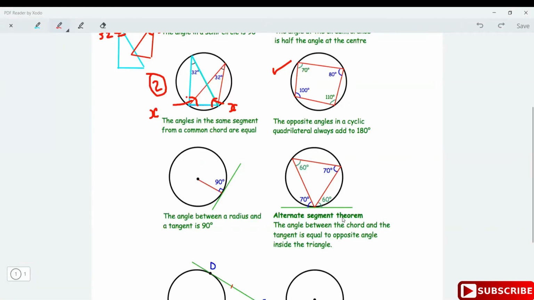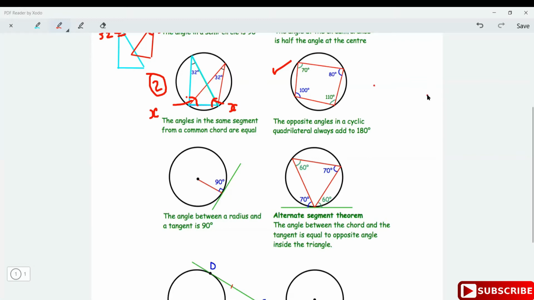Angles in the alternate segment are equal. So if this is 70 and it's subtended by the same chord up here, then this angle is also 70. The angle between the tangent and a chord is equal to the angle subtended by the chord, 60. Everybody usually remembers that one.